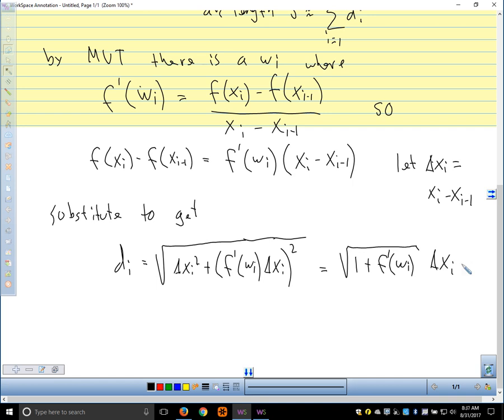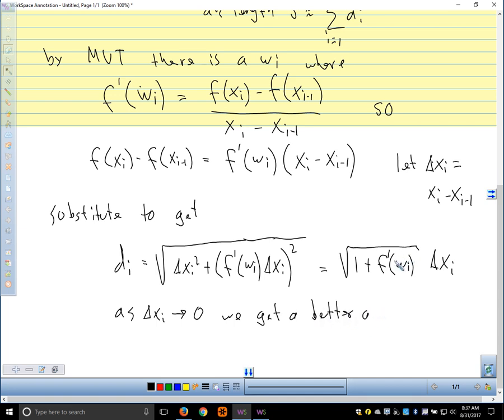And we know that our arc length is the sum of these d sub i's, approximately the sum of those d sub i's over the interval. As we let delta x sub i approach 0, this approximation gets closer and closer, and we end up with a Riemann sum, we get the definition of an integral. So motivated by this, as delta x sub i approaches 0, we get a better approximation.